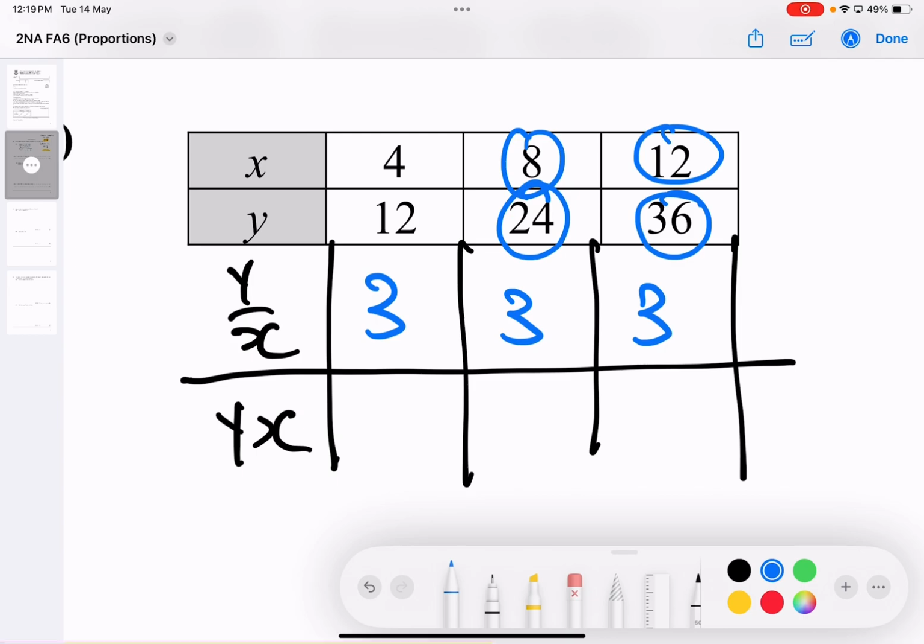Does it work the same for y times x? Let us try. If I take y times x here, 12 times 4 gives me 48. How about 24 times 8? Use your calculator. 24 times 8 gives me 192. And the last one, 36 times 12, 432. Which one gives you the constant k? Is it the first one, or is it the second one?